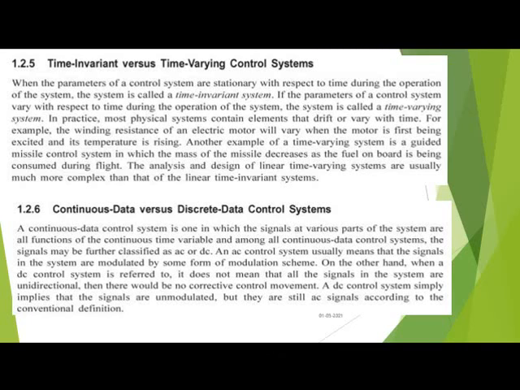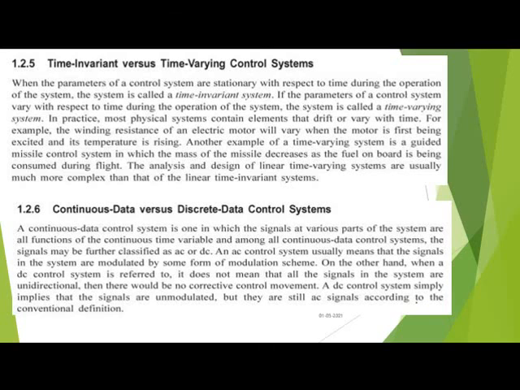Okay. In most physical systems, there are elements that drift or vary with time. For example, the winding resistance of an electrical motor will vary as the motor is first excited and the temperature rises. Another example of a time varying system is a missile control system, in which the mass of the missile decreases as the fuel on board is consumed during flight. Analysis and design of linear time varying systems are usually much more complex than for time invariant systems.